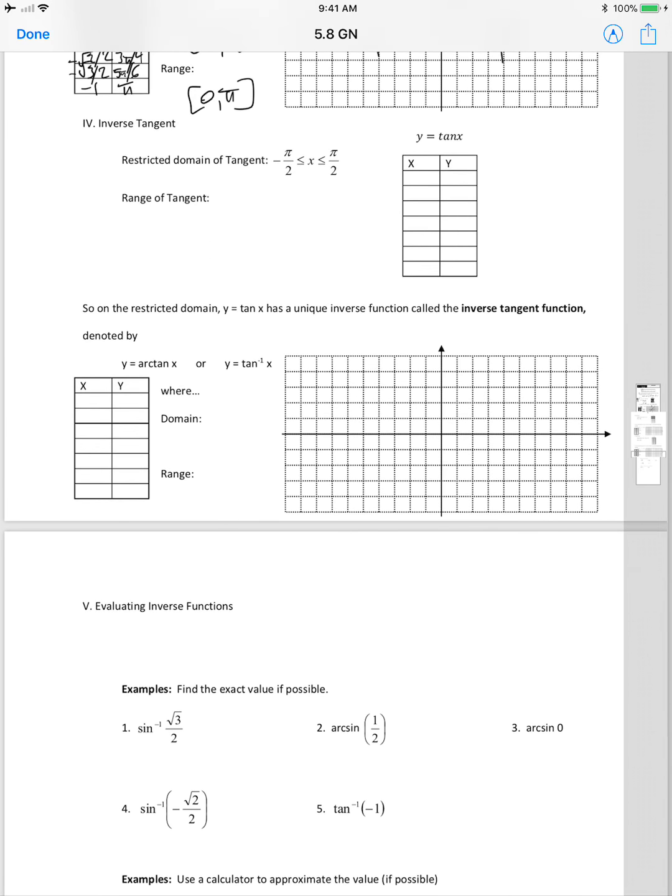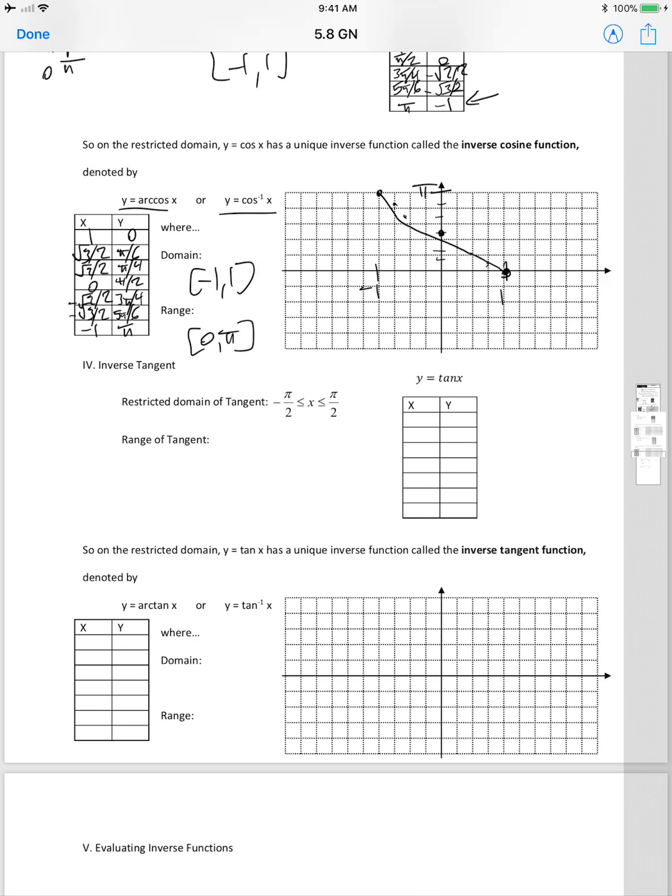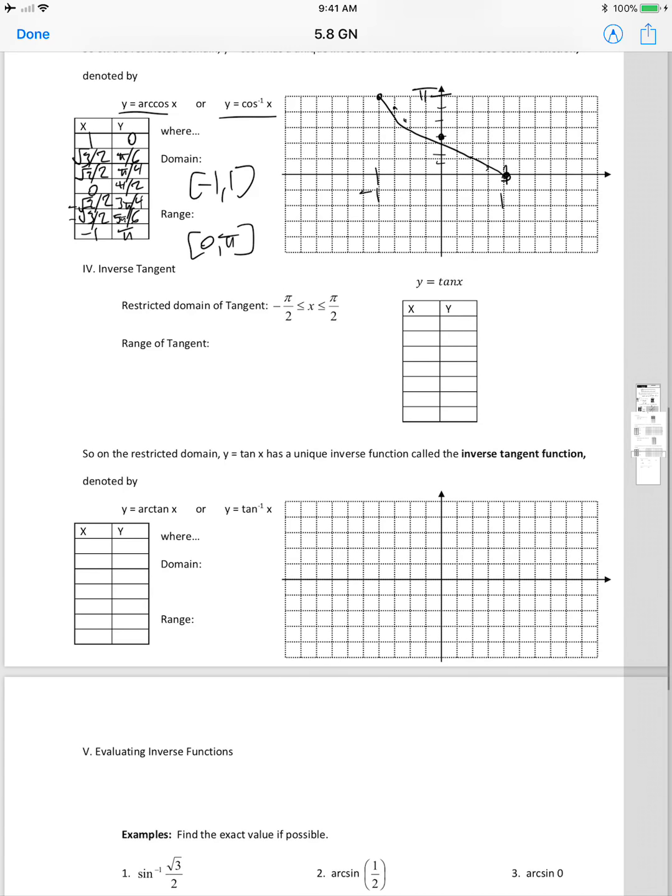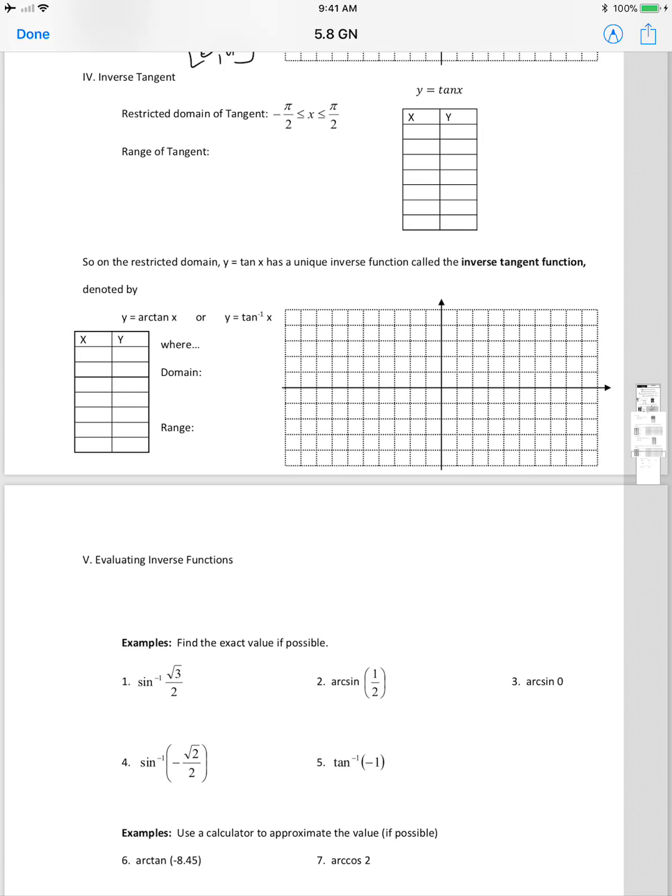And I'm putting in the side length ratios. I'm putting in the coordinates from the unit circle, and I'm getting back the angle in radians, or we could also talk about the angle in degrees if we wanted.